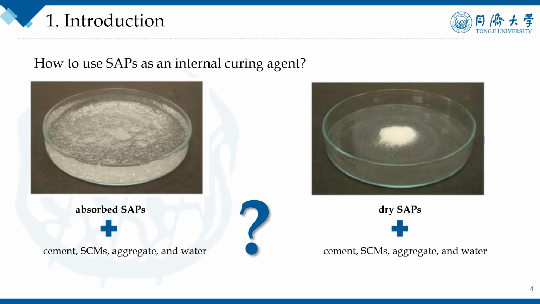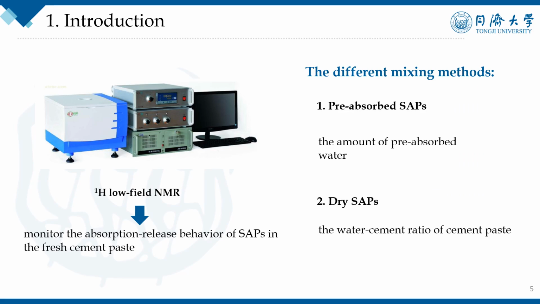Superabsorbent polymer is a kind of effective internal curing agent, but do you know how to use it? Normally, there are two mixing methods for SAPs to be used in concrete. The first is to mix the pre-absorbed SAPs with cement, aggregate, and water. The second is to mix the dry SAPs with cement, then add the mixing water. So the question is, which mixing method for SAPs is better? In this work, we will try to give an answer.